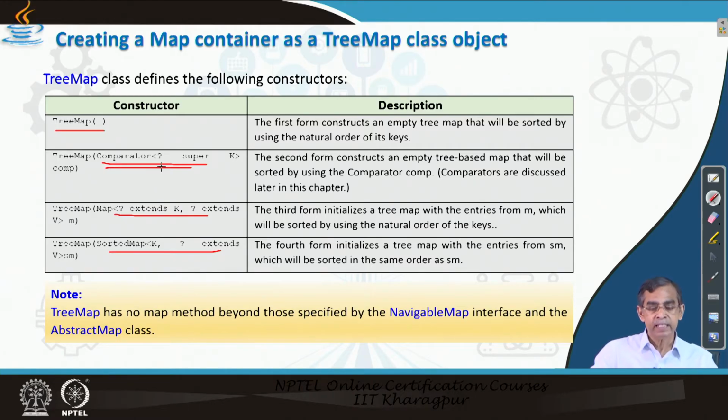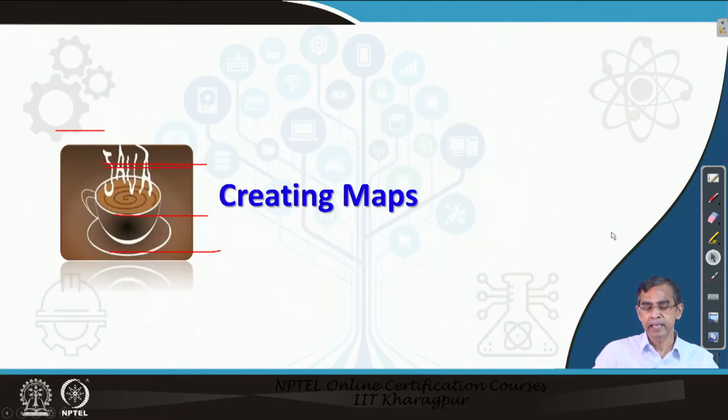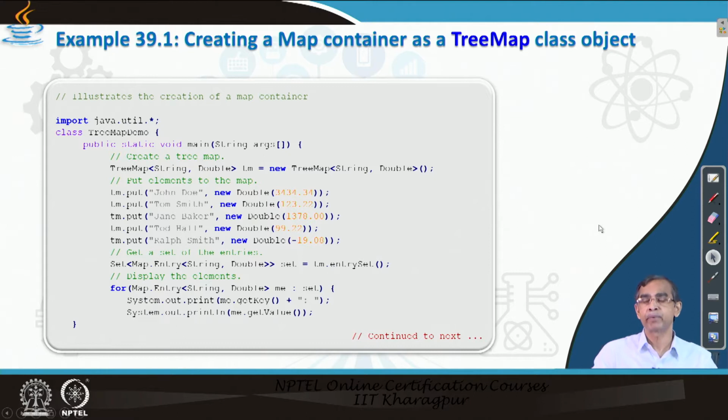The TreeMap class does not define its own methods; all the methods defined in the Map interface and then SortedMap are implemented in this class, and TreeMap also extends AbstractMap. This way, all methods declared in the Map interface are implemented in this class. Now, let us see the different ways a TreeMap object can be created and how it can be utilized in a program. So, we will give a simple illustrative program.